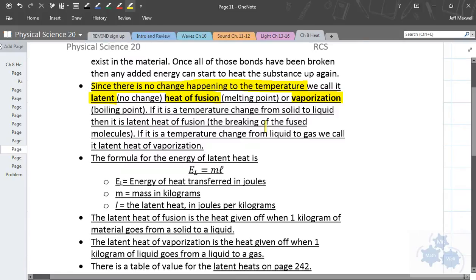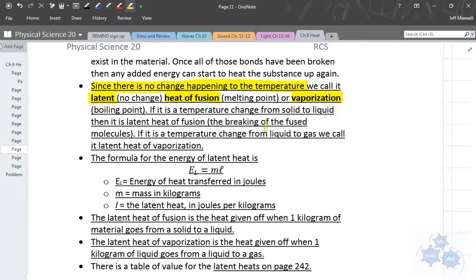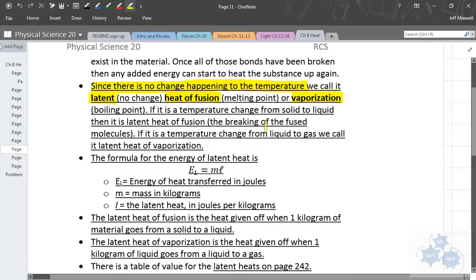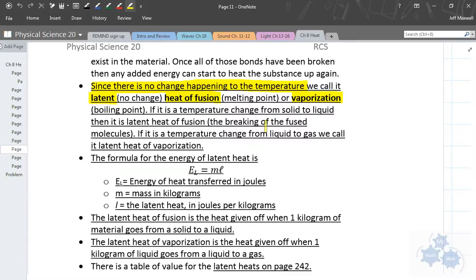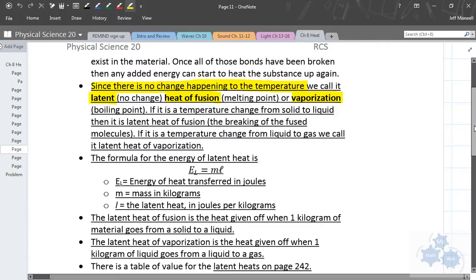So each different substance will take a different amount of energy to change phases. Water will take a certain amount of energy to change it from ice to liquid. Iron will take a certain amount of energy to change it from solid to liquid. If it's a different substance, it has a different constant.